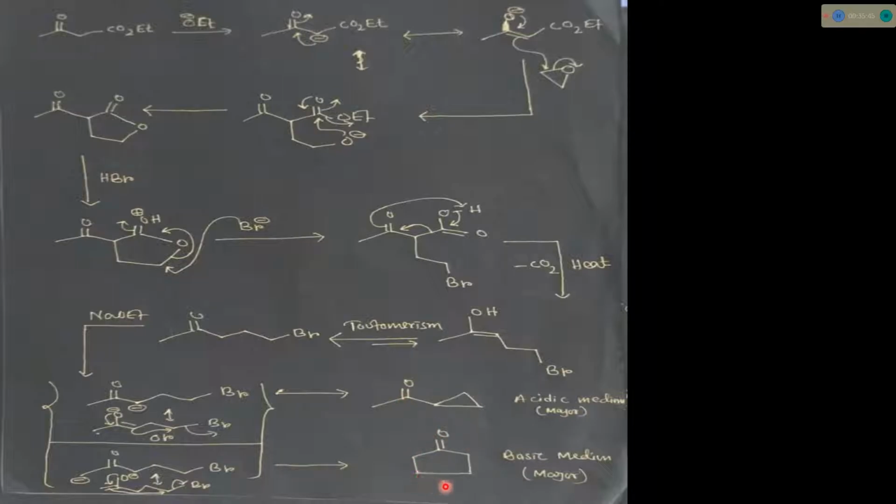In basic medium, this will be the major product. Yeah, they used HBr in this step, but at the last step they use sodium hydroxide. If they use HBr again, that is also acid, then these reactions follow this path via formation of the more stable enol, and this time this will be the major product, not that. Since they used base in the last step, this will be the major product via the more stable anion to give the cyclopentanone, and this will be the minor product.